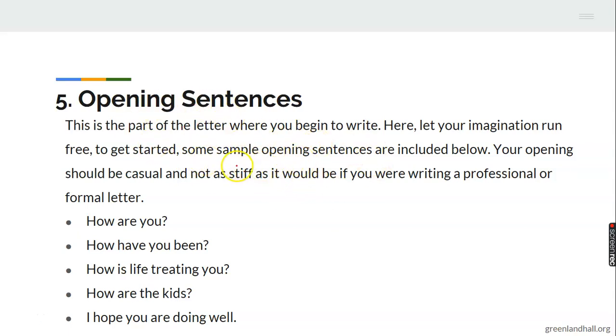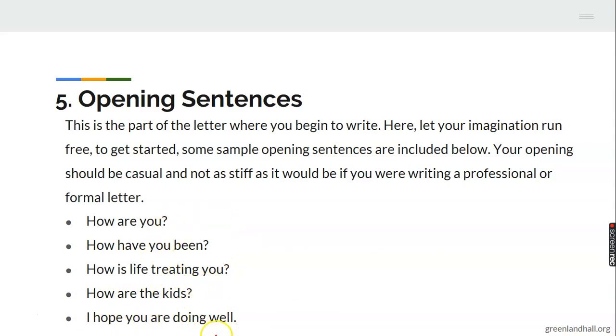I also refer to them as your introduction. Yes. Some sample opening sentences are included below. Your opening should be casual, like I said earlier in the introduction. Should be casual and not as stiff as it would be if you were writing a professional or formal letter. So in these opening sentences for an informal letter, you can begin your writing by asking questions, by greeting. How are you? How have you been? How is life treating you? How are the kids? I hope you are doing well, and so on.